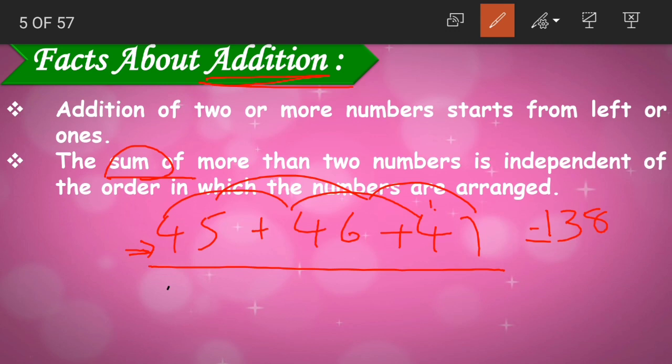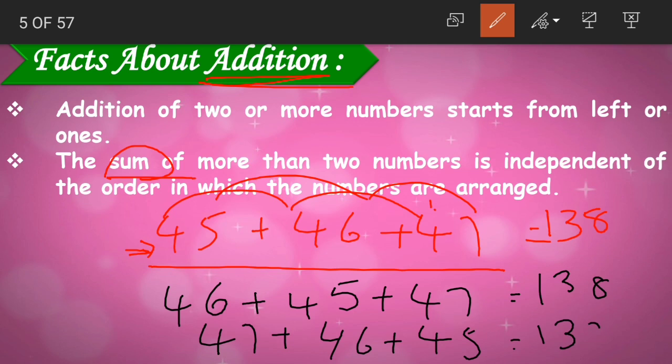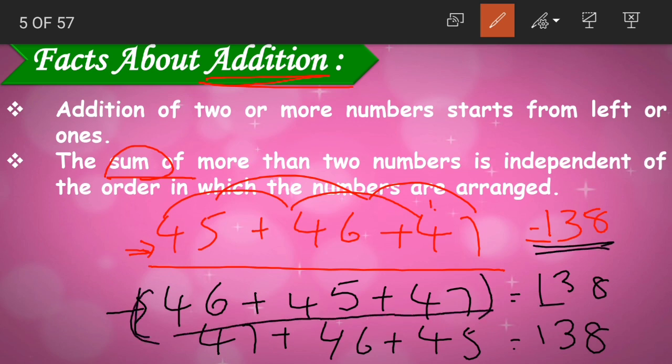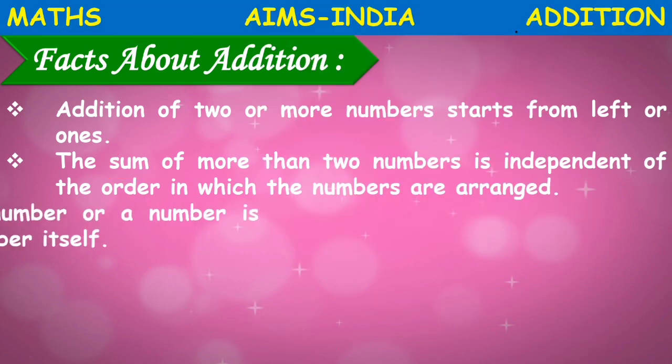If the order is changed, if I write 46 in the first place or if I write 47 in the first place, no matter how I write the numbers, the answer will always be 138 only. Okay, children, this is what it is saying. Independent of the order, no matter what the order of the numbers is, the answer, that is the sum, will always be the same.